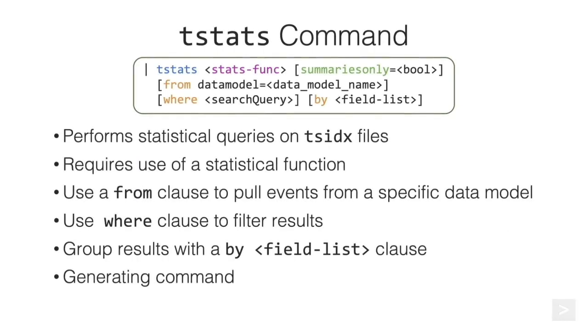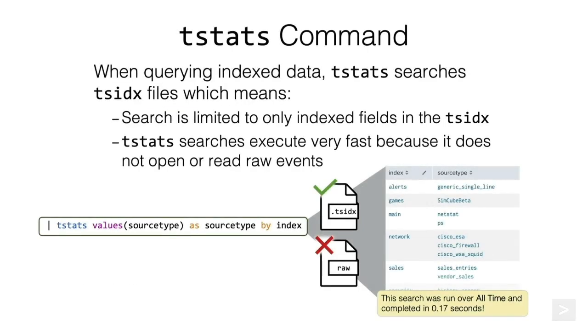Splunk provides the tstats command for generating statistics from TSIDX files. The tstats command is a generating command that will generate statistics from either indexed fields found in TSIDX files or fields defined in a data model. It requires the use of a statistical function and has a number of additional clauses. When using the tstats command to access indexed data, it's relegated to only using data found in TSIDX files, which means it can only use indexed fields. But this also means the command is very fast.